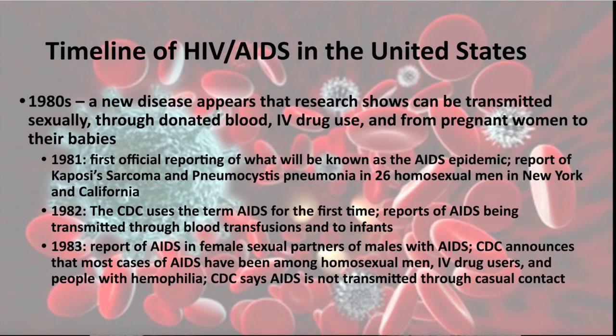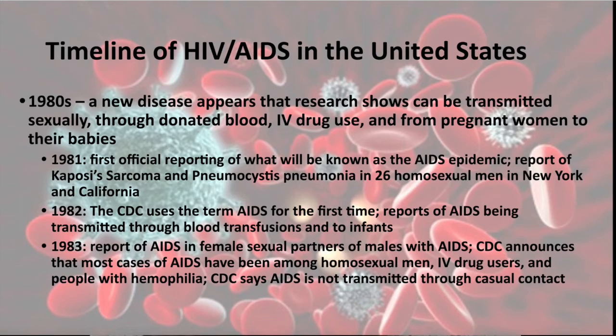Okay. Next, we're going to go through some timeline and history of HIV and AIDS in the United States. In the 1980s, a new disease appeared that research shows can be transmitted sexually, through donated blood, IV drug use, and from pregnant women to their babies. The first official reporting of what would become known as the AIDS epidemic happened in 1981. There was a report of Kaposi sarcoma, which is a type of cancer, and pneumocystis pneumonia in 26 homosexual men in New York and in California.